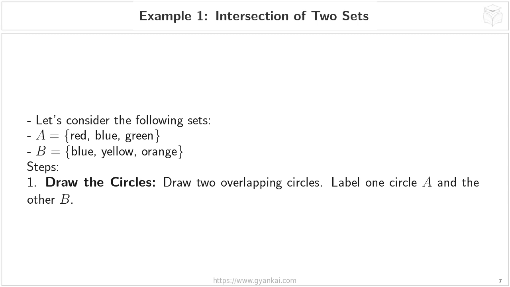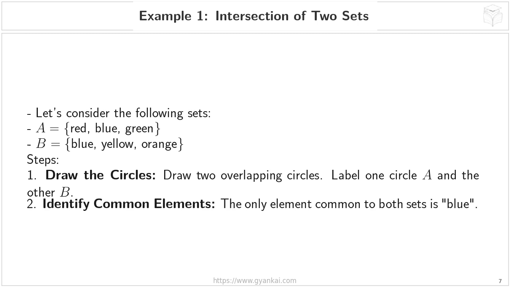We'll label one circle A and the other B, just like our sets. Step 2, identify common elements. Now, carefully look at both sets and identify which elements appear in both. If you examine set A and set B, you'll notice that the only element they share is blue.